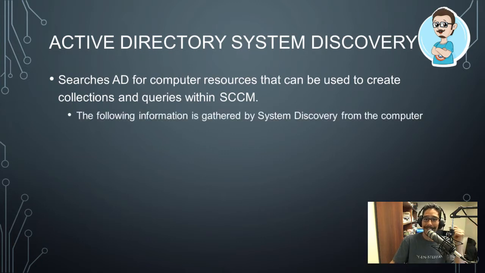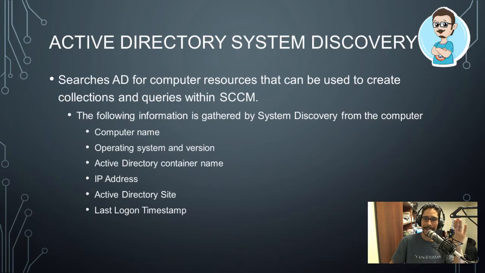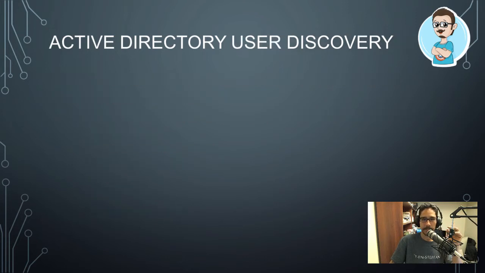The following information is gathered by the system discovery from the computer. You got the computer name, operating system and version, Active Directory container name, IP address, and Active Directory site, and also the last login timestamp. Now, these are the basic stuff that's gathered within the system discovery method. There's a lot more that gets captured during this method, but these are the ones that stand out the most.